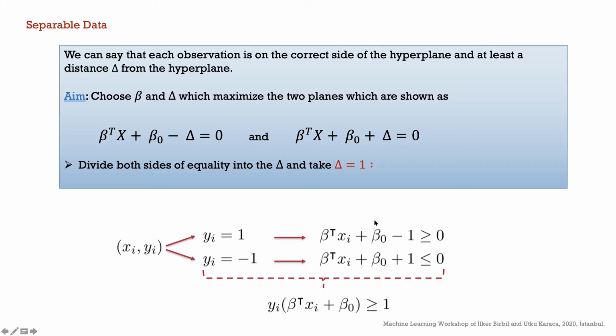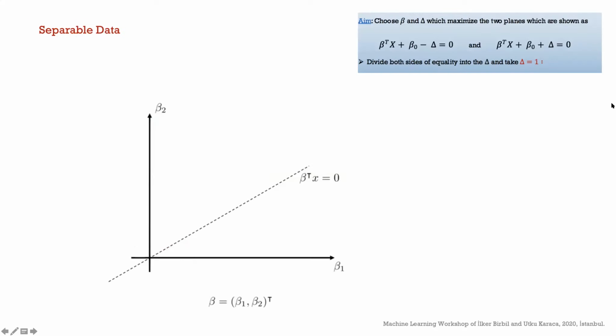And when I want to combine this whole part into one equation, I think it should not be that hard to see this part is equal to that part in here: yi times (beta transpose xi plus beta 0) is greater than or equal to 1. You can easily see that part. And here's how I can see that on my two-dimensional space.